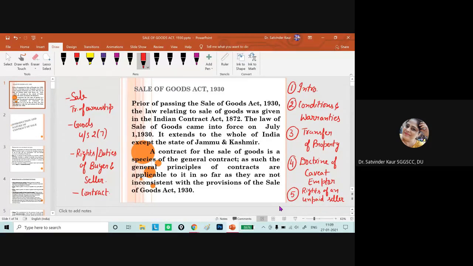If we talk about the questions from this particular section, one question for 15 marks will be there, and out of 15 marks, there can be a combination of 10 or 5. There can be three questions of 5, 5, 5, or a combination of 8 and 7, or 9 and 6. Several combinations can be there. Out of these five chapters, in the intro we have the difference question, in conditions and warranty a question is there, transfer of property a half question, doctrine of caveat emptor a half question, and rights of unpaid seller a half question is there.